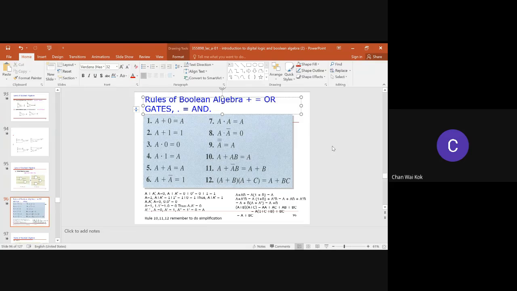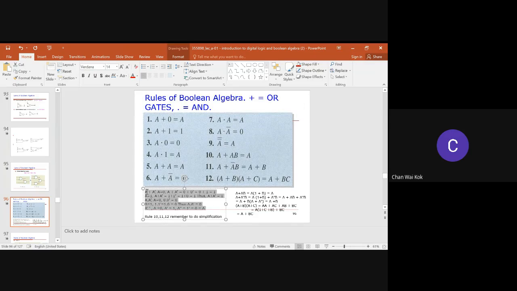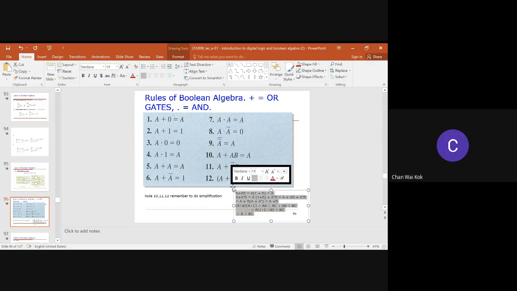When you say plus, what does it mean? It means an OR gate. When you say dot, it means an AND gate. Are you all clear? Okay. Let's start all over again so that it's more fluent.